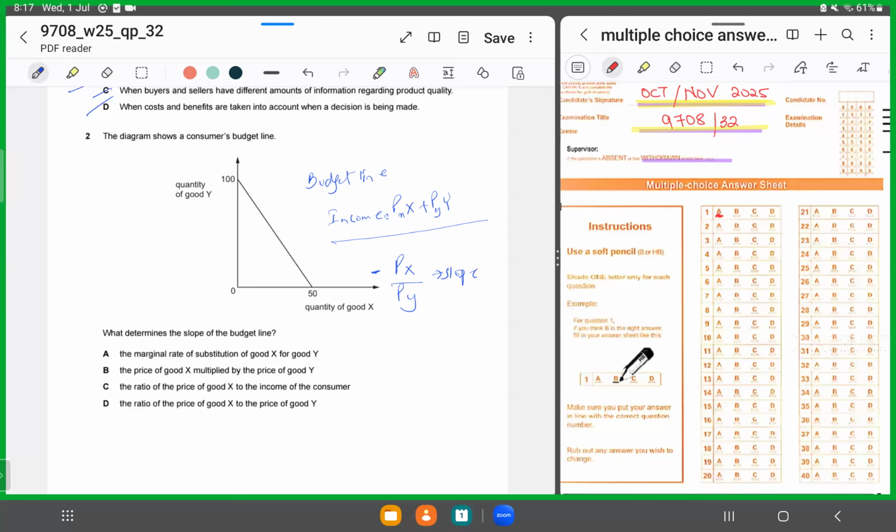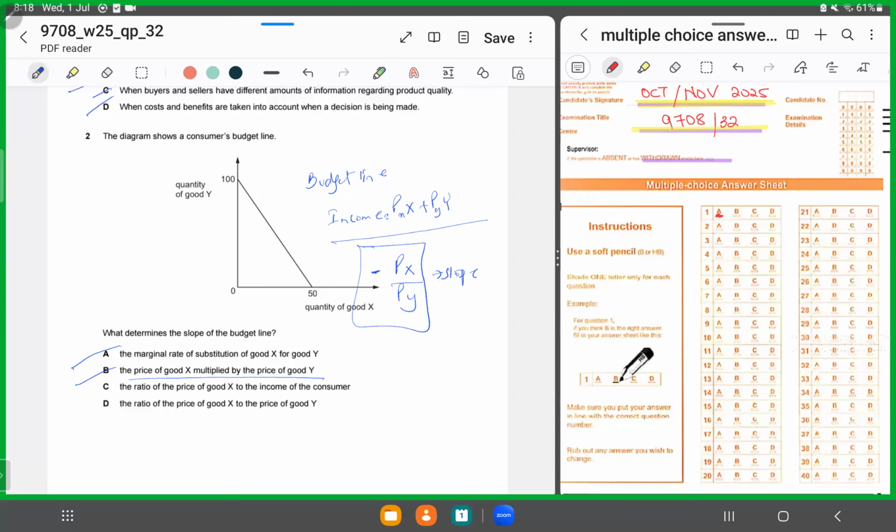So looking at that, let's look at the options. What determines the slope of the budget line? A says the marginal rate of substitution of good X for good Y. It cannot be A because A is talking about the slope of the indifference curve. But here we are talking about the budget line. B says the price of good X multiplied by the price of good Y. It's not multiplied, it's divided. So it cannot be B.